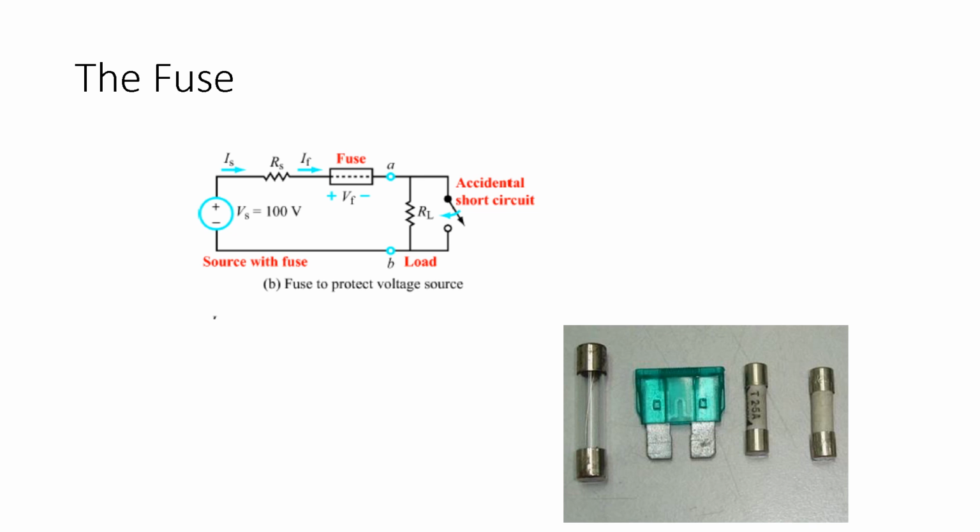On the right-hand side, we have RL, which is the resistance of the load, and the accidental short circuit. Let's say this short circuit is open, like it is right now. If it's open, you have that 100-volt source, and all of that voltage and current is going to go through the resistance in the source, then through the fuse, then through the resistance in the load, and then back.